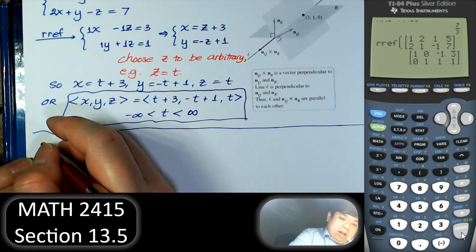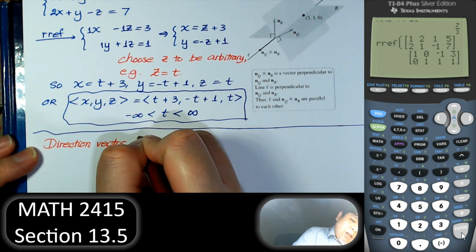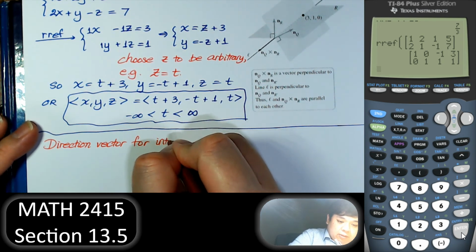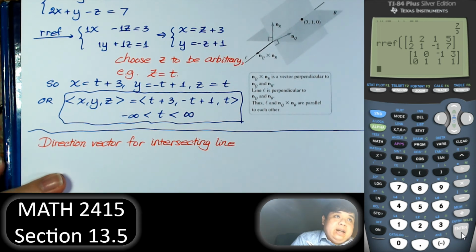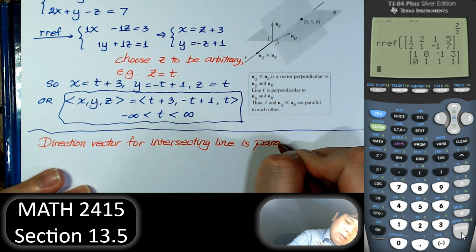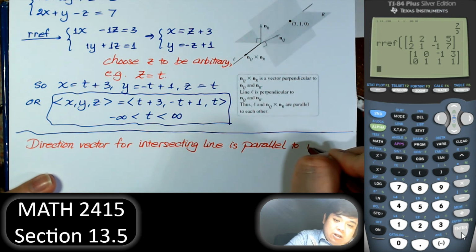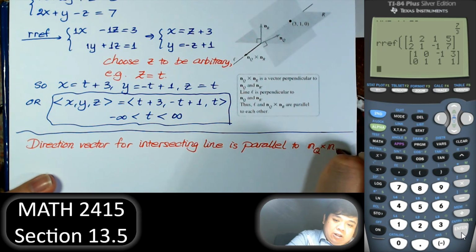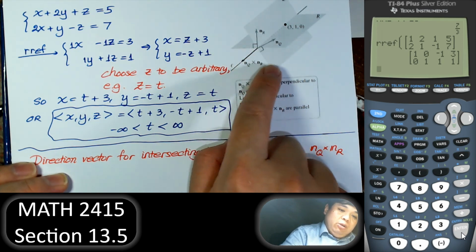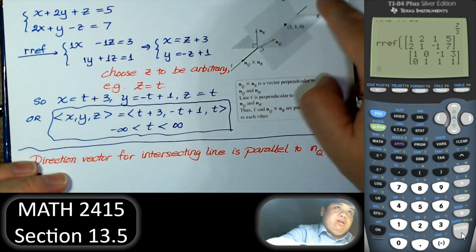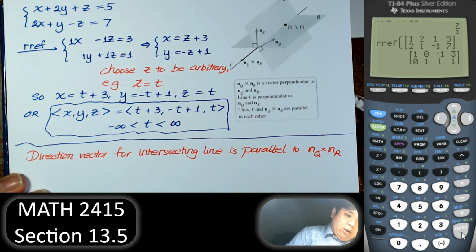Another way to do this: the direction vector for the intersection line is parallel to, we don't have to say it is the same. In general, it just needs to be parallel to NQ cross NR. So when we have two planes, NR and NQ, when we do the cross product, we have the vector that is the direction for the line L. So we just do the cross product NQ and NR.